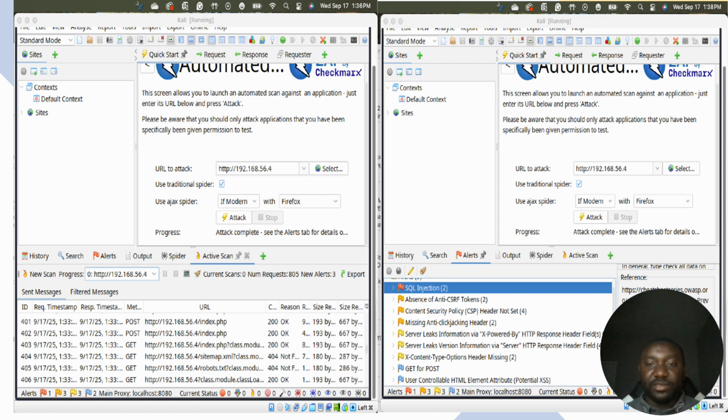SQL injection, the absence of anti-CSRF tokens, and the missing anti-clickjacking header. Those are the types of vulnerabilities that we found using OWASP ZAP.